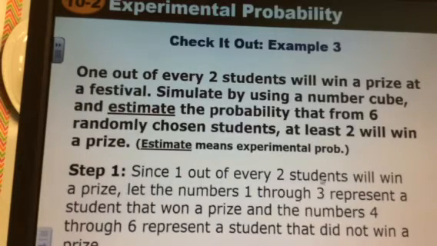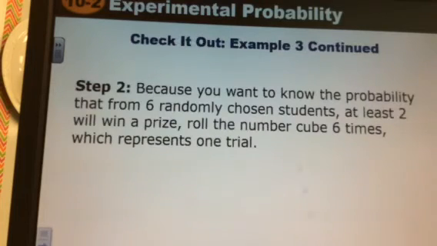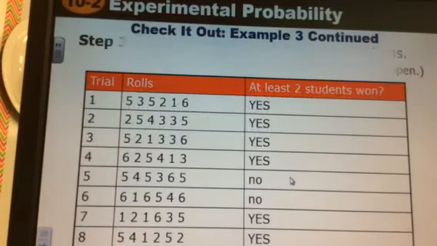So since 1 out of every 2 students will win a prize, let the number 1 through 3 represent a student that won a prize, and the number 4 through 6 represent a student that didn't win a prize. If you want to do it a different way, you may, but you have to get in all the different students and whether they won or lost. Okay, because you want to know the probability that from 6 randomly chosen students, at least 2 will win a prize, roll the number cube 6 times, which represents 1 trial.